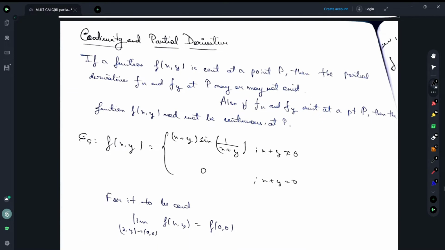Now we are talking about continuity and partial derivatives. So how might continuity and partial derivatives be related? Let's see. If a function f(x,y) is continuous at a point P, the partial derivatives fx and fy at P may or may not exist.